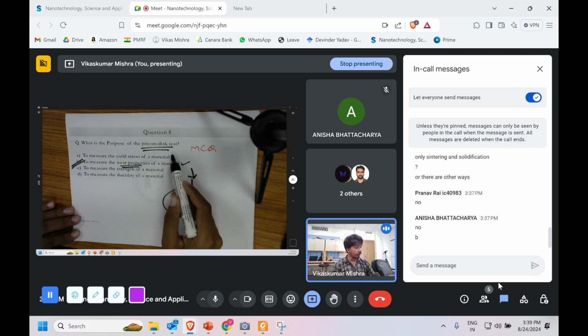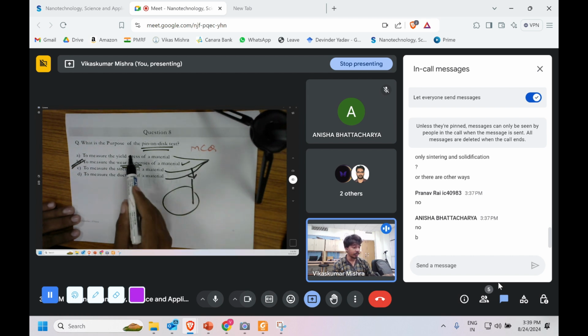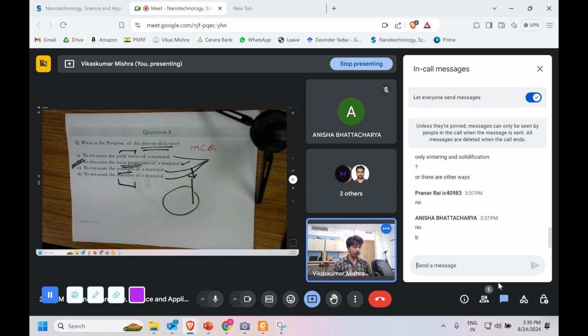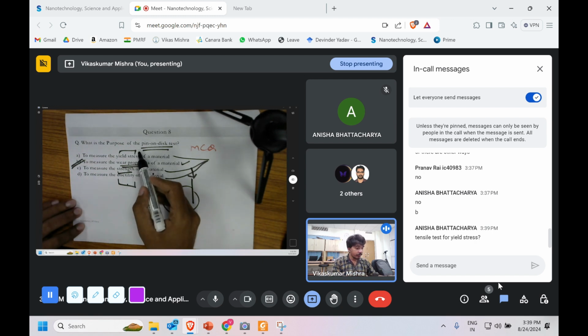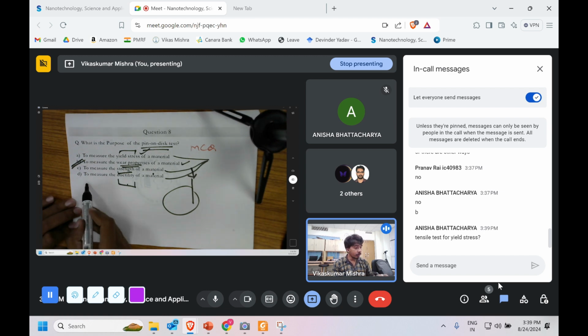Can you tell me any technique, which test can I use to measure the yield strength and ductility of the material? So pin on disk will not tell me about yield strength, strength of the material and the ductility. So which test can be used to measure these three things? Tensile test for the yield stress. Yeah, perfectly right. For the yield stress, we can use the tensile test. Tensile test will also give me the ductility.